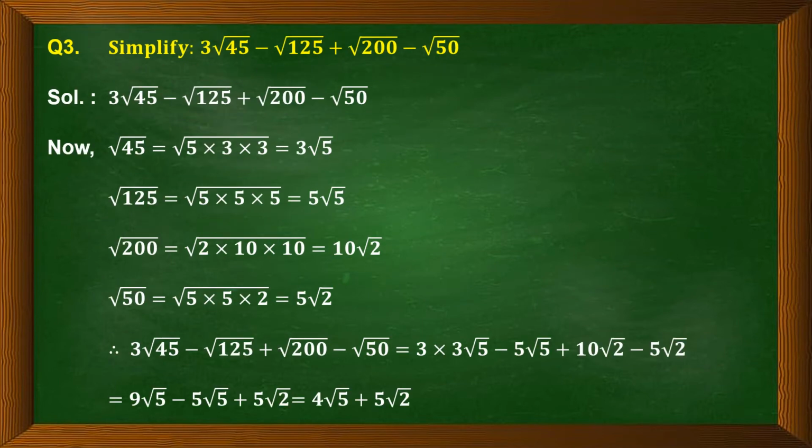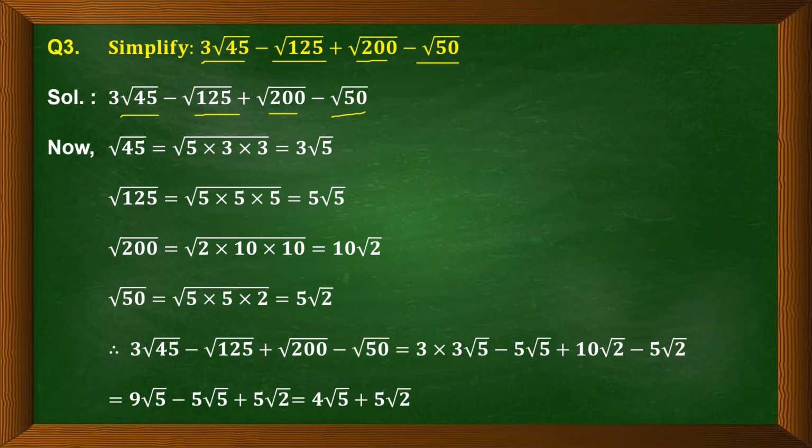Now question 3 is simplify 3 root 45 minus root 125 plus root 200 minus root 50. Now if you observe, these irrational numbers are not similar to each other. So we have to convert them into simplest form so that we can get like irrational numbers, because all the addition and subtraction can be applied only on like irrational numbers. Unlike irrational numbers cannot be added or subtracted.